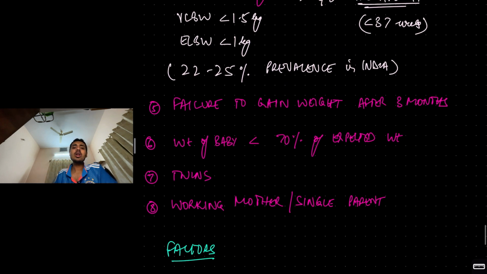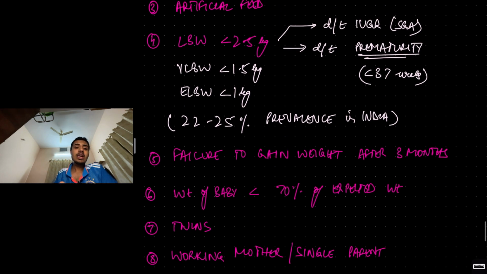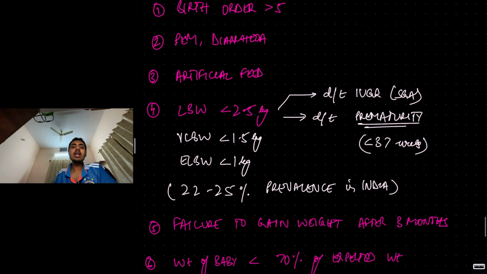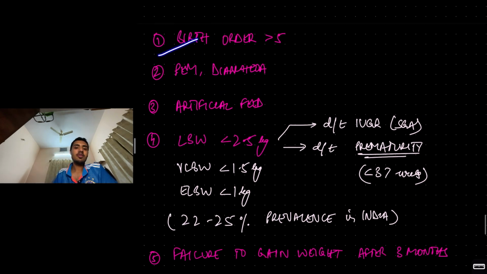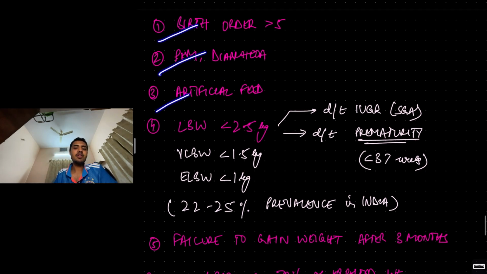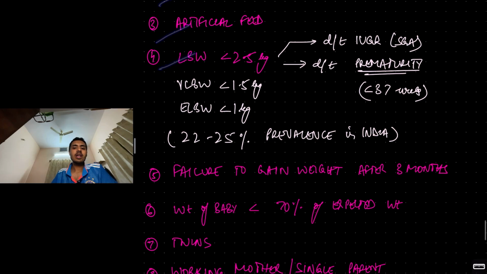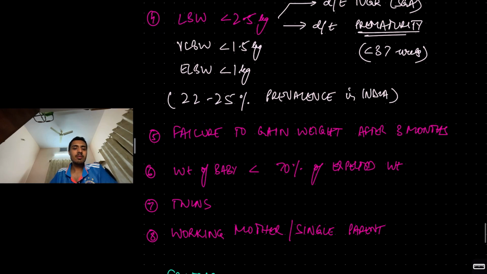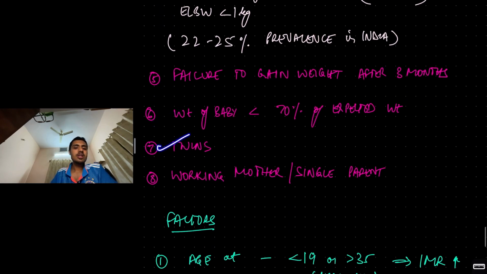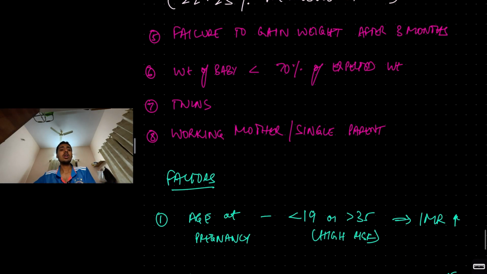So these are all the risks. When an infant is at risk of infant mortality, you say: birth order more than 5, protein energy malnutrition, diarrhea, artificial feed, low birth weight, failure to gain weight even after 3 months, weight of the baby less than 70%, twins, or working mother or single parent. These are all infants who are at risk.